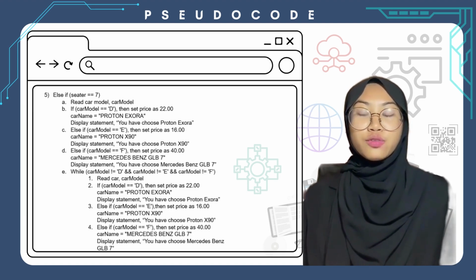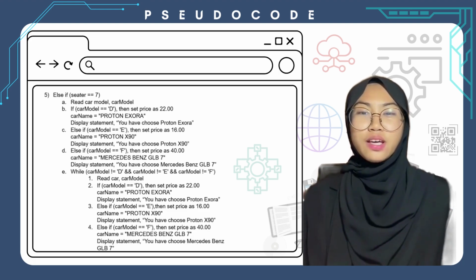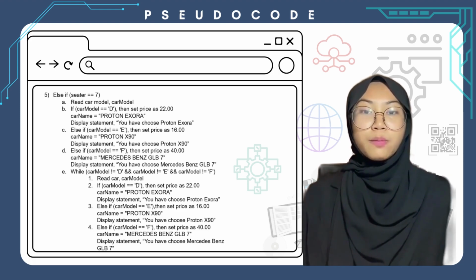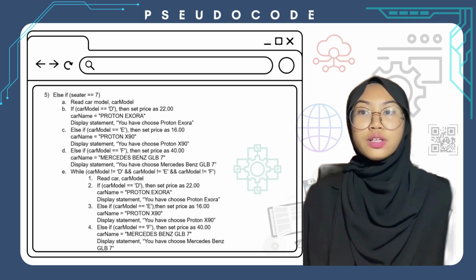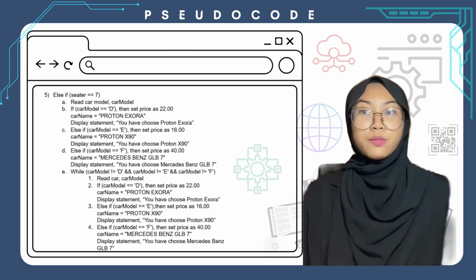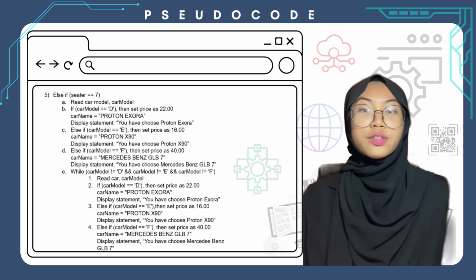If the customer chooses car model D, it will set the price as 22 ringgit and the car name is Proton X Zora. The statement displayed is you have chosen Proton X Zora. Else if the customer chooses car model E, it will set the price as 16 ringgit and the car name is Proton X90. The statement displayed is you have chosen Proton X90.